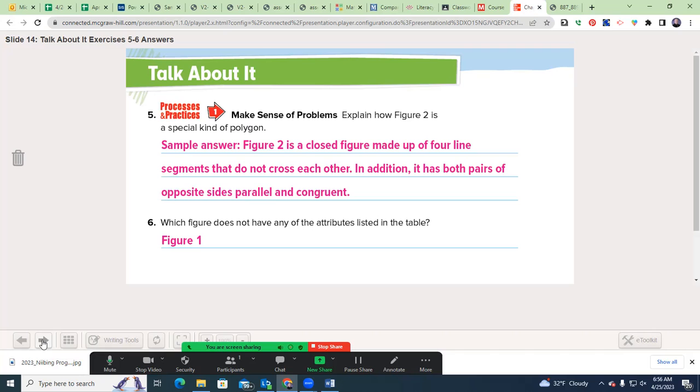Which figure does not have any of the attributes listed in the table? That's figure 1.